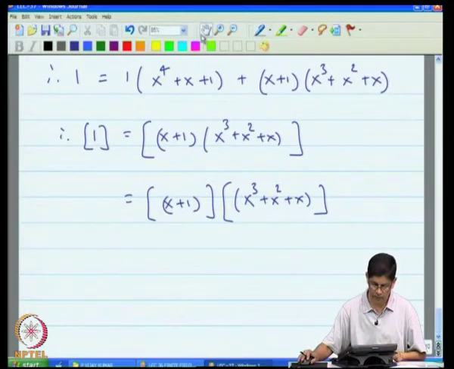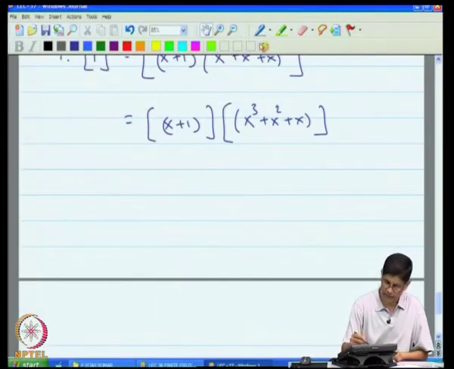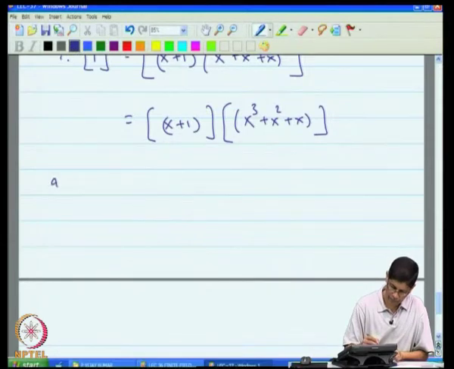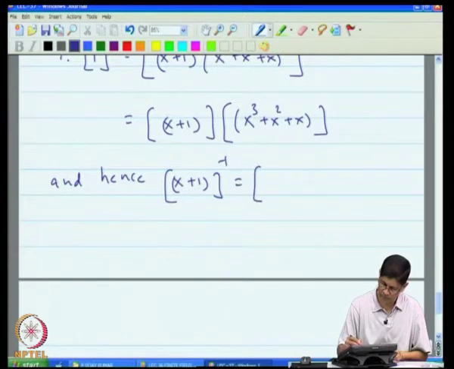But now you look at this equation, this is the equivalence class whose inverse you wanted to find, and this is it right here, because when you multiply the two you get the identity. And hence the inverse of the equivalence class of this is the equivalence class of x cubed plus x squared plus x.